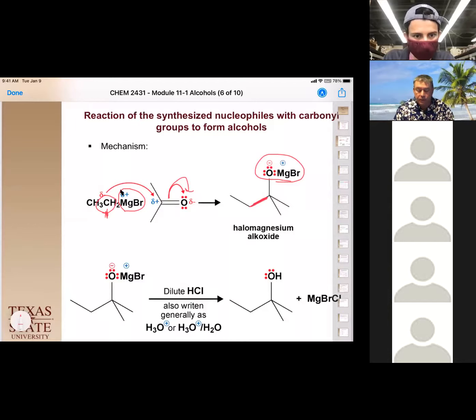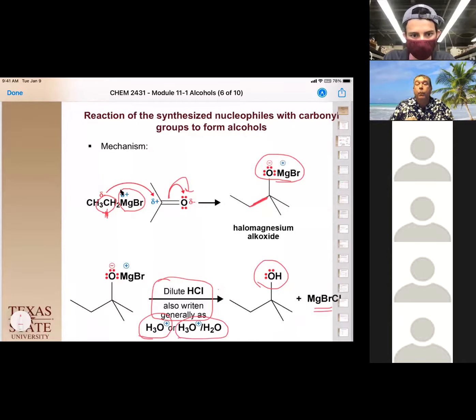Okay, so there's always a second step in the Grignard reaction, usually dilute HCl to generate our free protonated alcohol and some magnesium salt. That can also be written as just hydronium ion or hydronium ion in water. We'll see that a lot. So there's always that second step in the Grignard mechanism. All right, any questions on that?